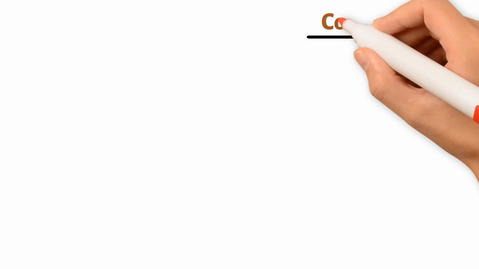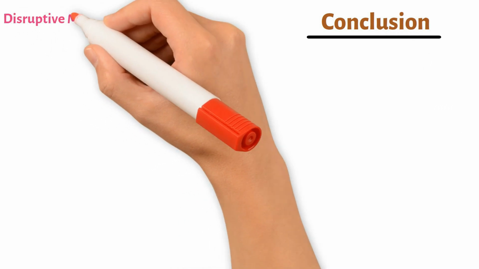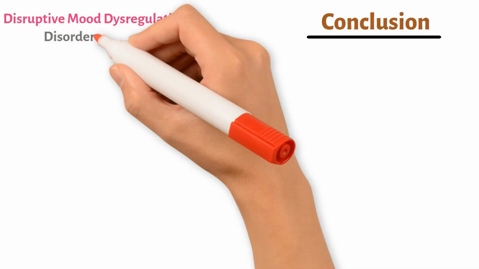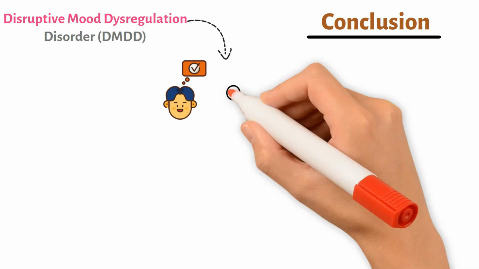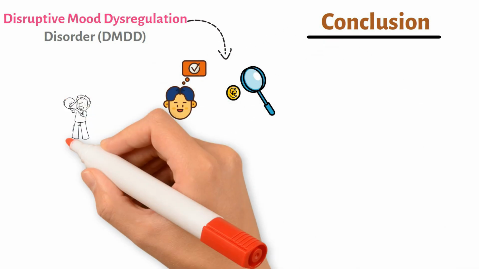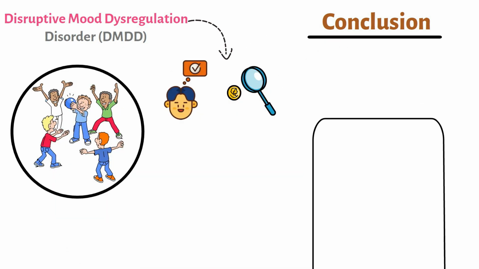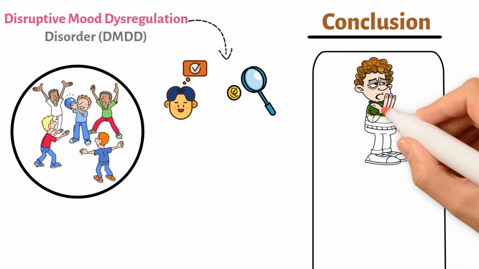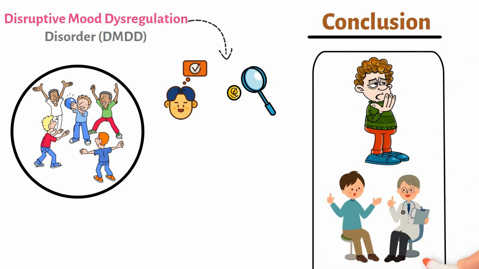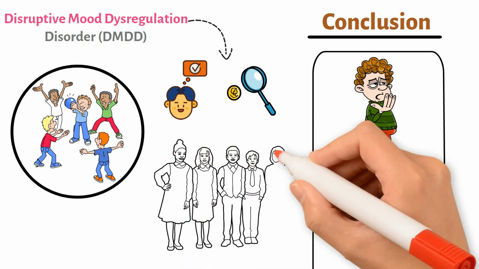Lastly, let's look at its conclusion. Disruptive Mood Dysregulation Disorder, DMDD, is a condition that, by understanding and identifying at the right time, we can improve the lives of children. If you think your child is showing these symptoms, do not delay and seek professional help. We all can assist these children together.